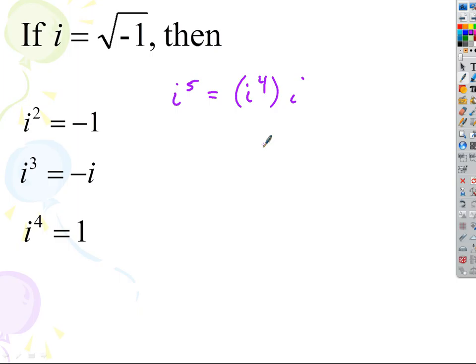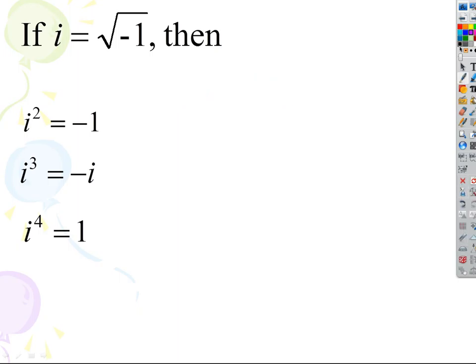See what I'm saying? Right? i to the fifth just equals i. Because it's the same thing as i to the fourth, which is 1, times i. Right? You get it? i to the sixth is going to be i squared, isn't it? Right? You see this pattern starting to pop out now?